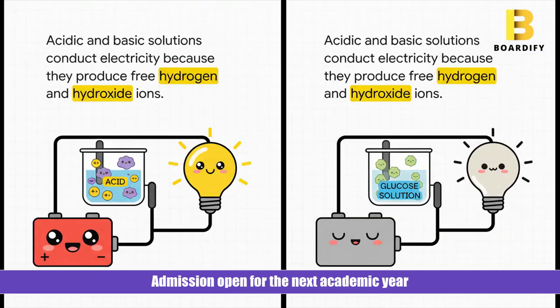And here's something really cool about these ions. Because they're charged and free to move around in the water, solutions of acids and bases can actually conduct electricity. That's why the bulb lights up. But if you try this with something like sugar water, nothing. Sugar doesn't produce ions, so there's nothing to carry the current.